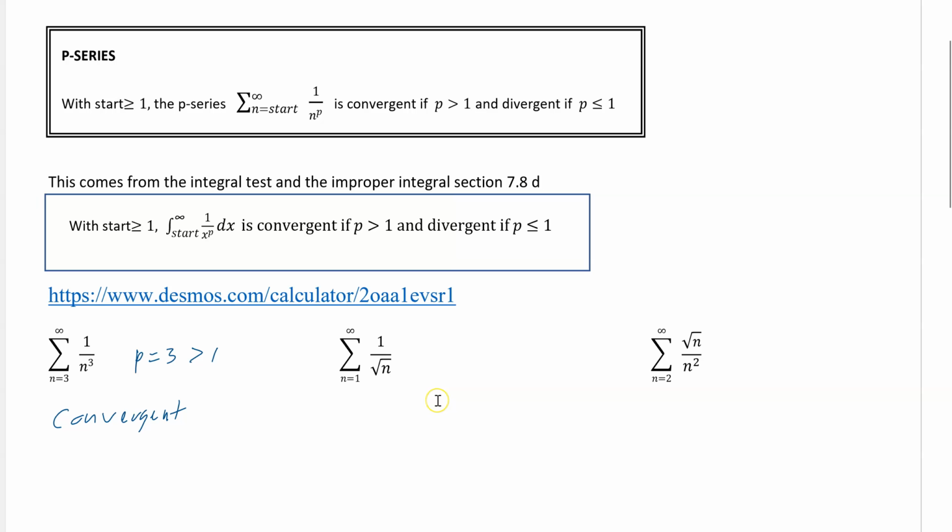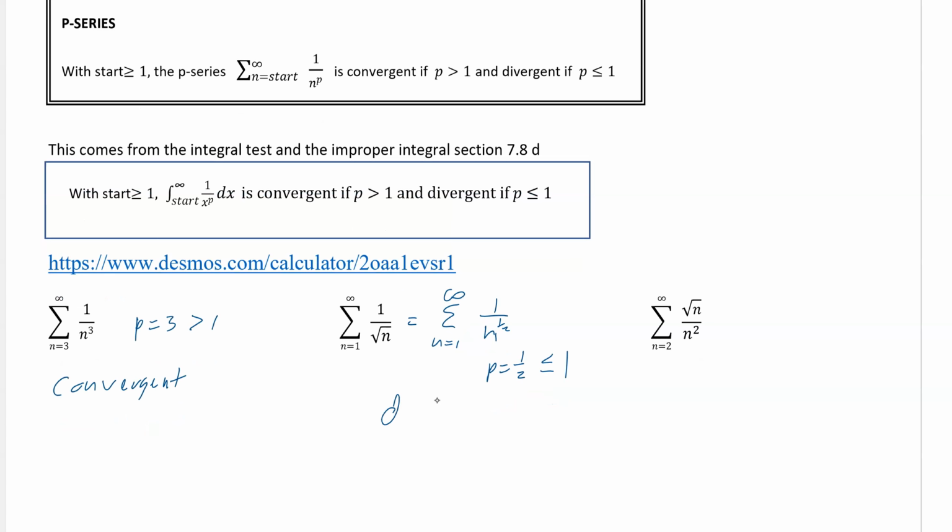So here we have to actually rewrite it. So this would be the sum from n equals 1 to infinity of 1 over n to the half. Well, our p here equals a half, which is less than or equal to 1. It's actually just less than, but I want to put the equal on there, which means divergent.